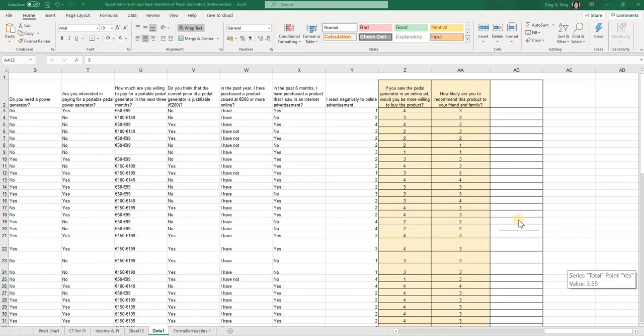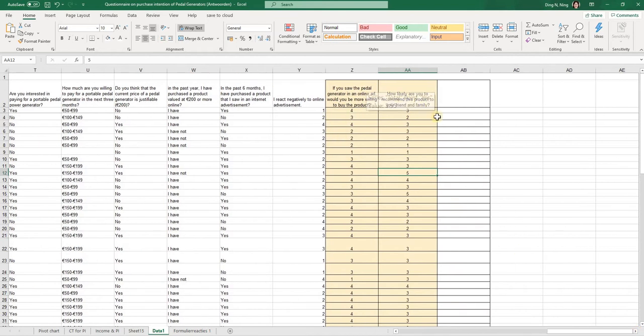Now let's look at how we can report the central tendency for quantitative data. In the current questionnaire, the most important variable for us is the purchase intention. And I noticed that this group has used two parallel questions to measure the purchase intention.